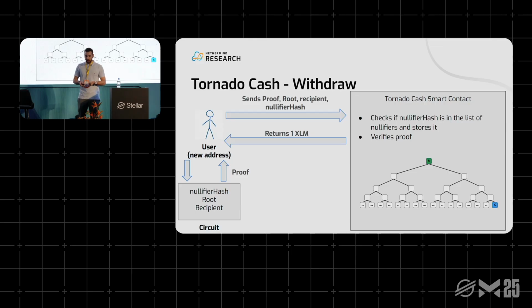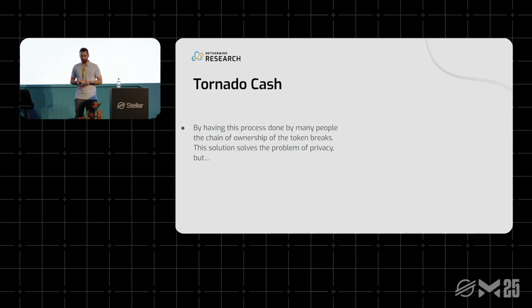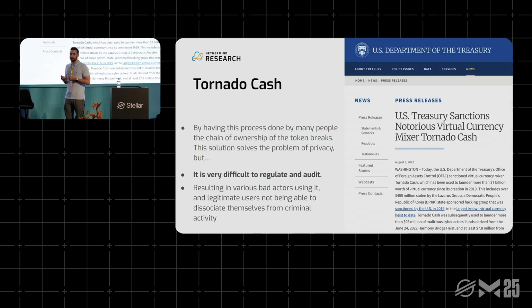After verifying all that, they get back their XLM. So that's pretty much how Tornado Cash works, which is great, and we solve the problem that we're discussing. We achieve privacy. There is no way to link the deposit and withdrawal and de-anonymize the users. But there is one huge problem. There is no way to regulate that.